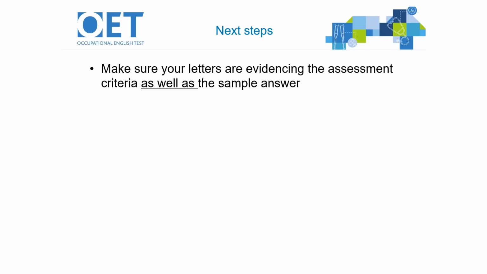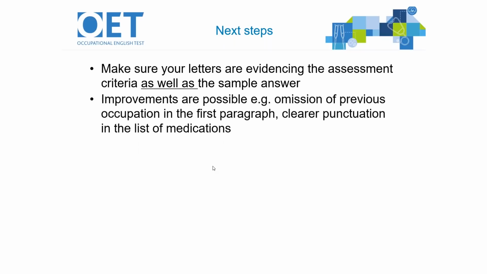What I'd also say is this letter isn't necessarily perfect. Improvements are always possible, even to sample answers that have been provided by OET. So I would, for example, omit the patient's previous occupation in the first paragraph. While this is quite a standard inclusion for healthcare professionals when referring a patient to another healthcare professional, in this task, because it's an emergency situation, the fact that this patient is a retired school teacher isn't particularly relevant, and so could be omitted, and this would still be an excellent letter.